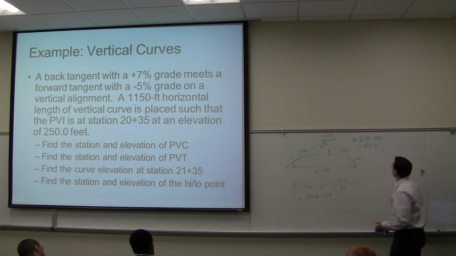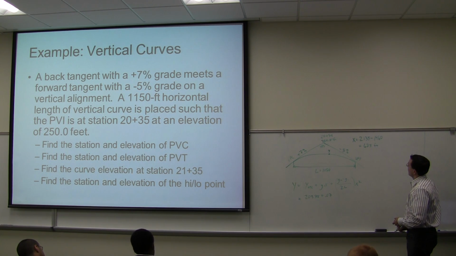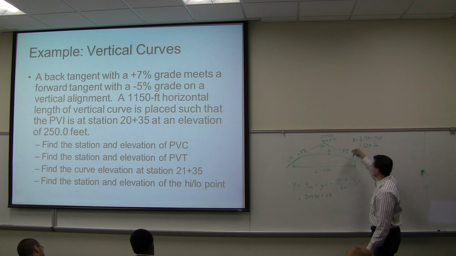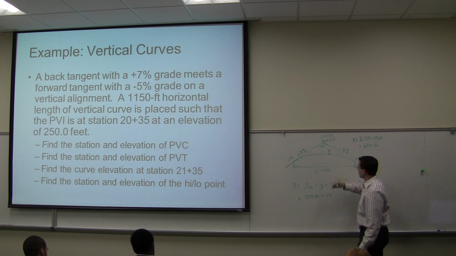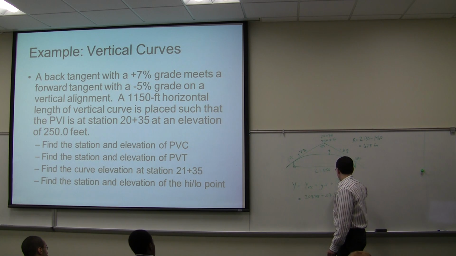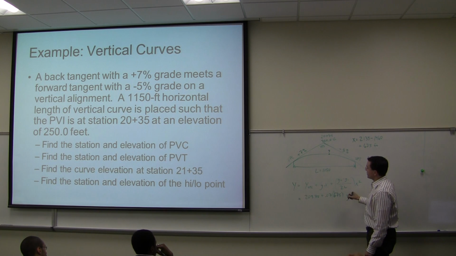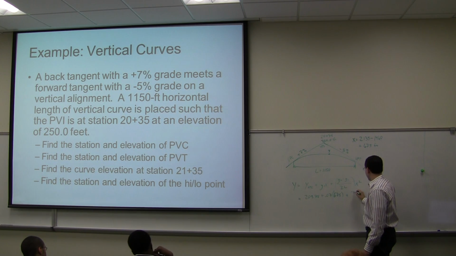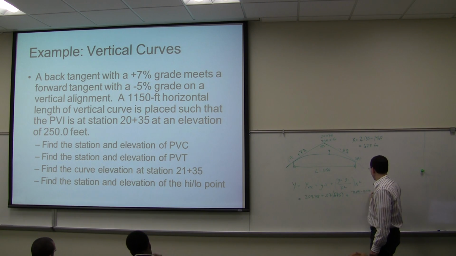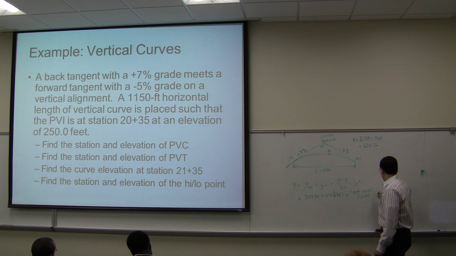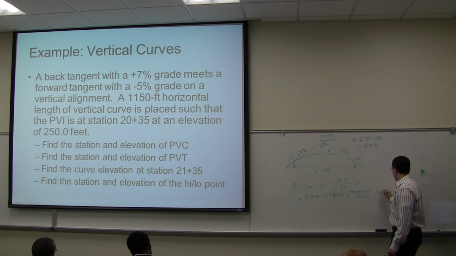Sorry, you're doing 2035; we're using the actual station that we're interested in, 2135. So that's going to give us an X distance of 675. So plus G2, which is negative 0.05, minus 0.07, over 2 times 1150, times 675 squared.